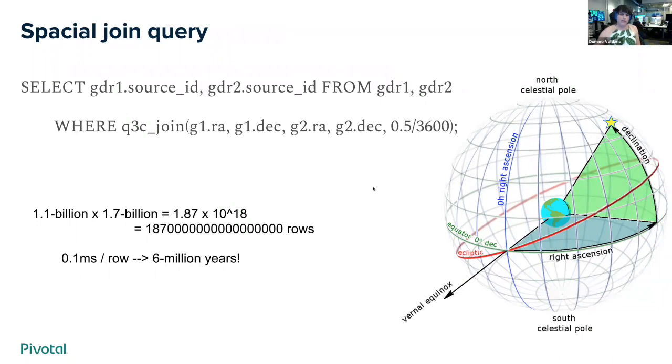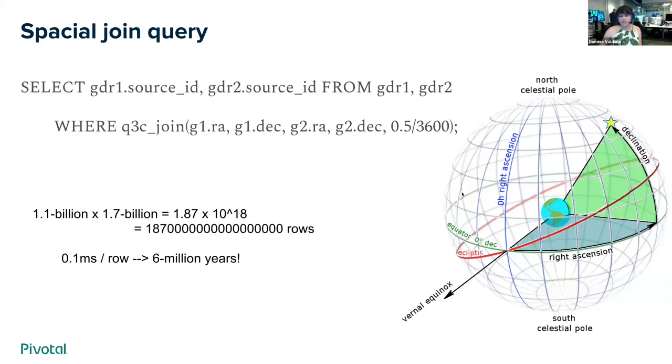So this is the query that they came to us wanting to optimize. Basically, they have two of these tables, one with about 1.1 billion rows and one with 1.7 billion rows, and they want to join them together. Every row represents a particular star in the sky, and it has a lot of information about its properties. But the only two fields that we're really interested in are called RA and DEC. It stands for right ascension and declination.